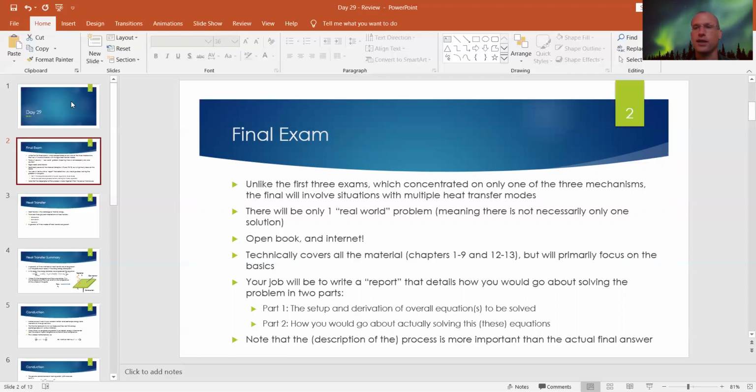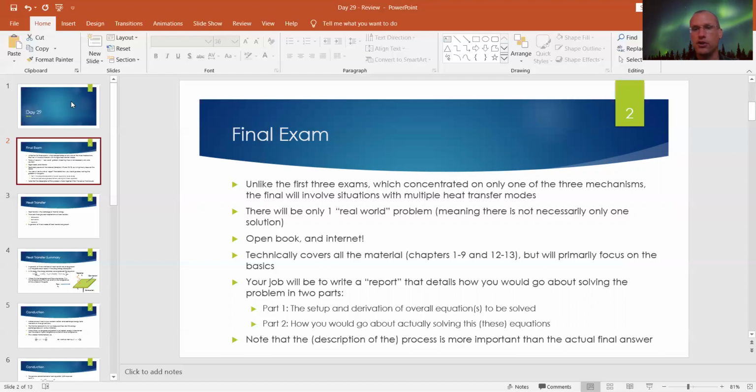Then the second part is actually solving this equation. So now I have this equation. How am I going to solve it? Is this a case of forced convection? Is it over a flat plate? Is it this scenario? Is it that scenario? What equation am I going to use for h? Those sorts of things. Can I solve this equation mathematically? Do I have to do it numerically? What am I going to do for that? So that's part two of it.